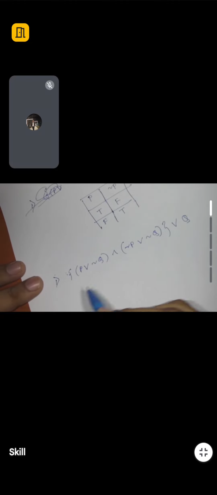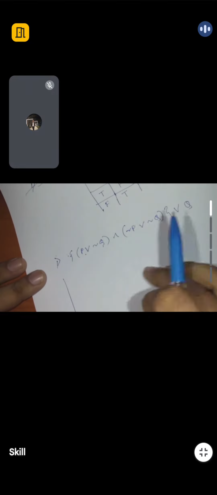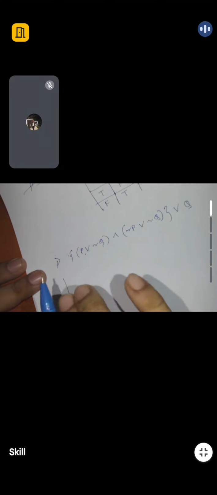Okay, so let's see. First I will write this down. How many inputs are there? Two, P and Q. So there will be 4 rows. If the variable size is 3, then 2 to the power 3, which is 8. Just remember that.